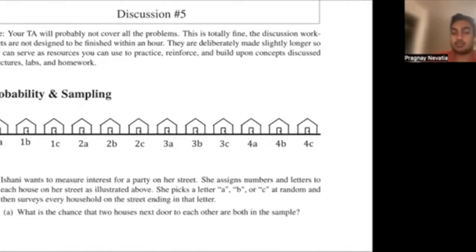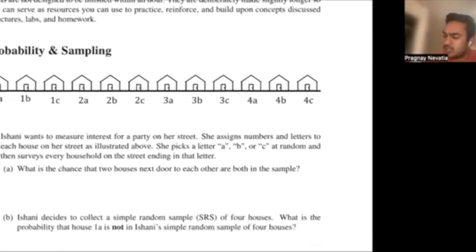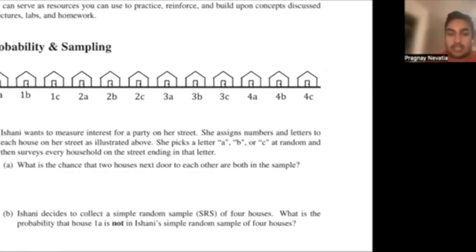In this question, you're trying to sample some houses on a street, and here you're given 12 different houses with different combinations of numbers and letters. And in this case, the sampling technique that Ishani uses is she picks a letter, one of A, B, or C, at random, and then surveys every household with that same letter. So that directly brings me to the first question. What is the chance that two houses next door to each other are both in the sample?